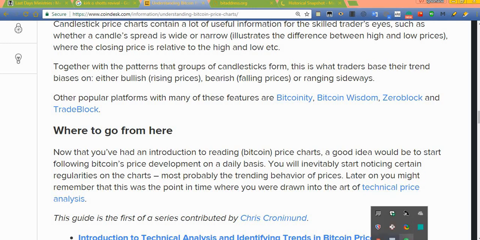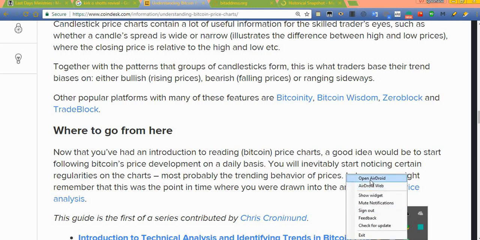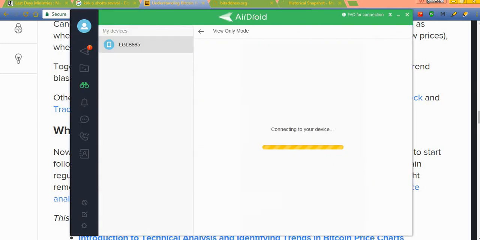I want to mirror my phone. I don't know why it's taking time.